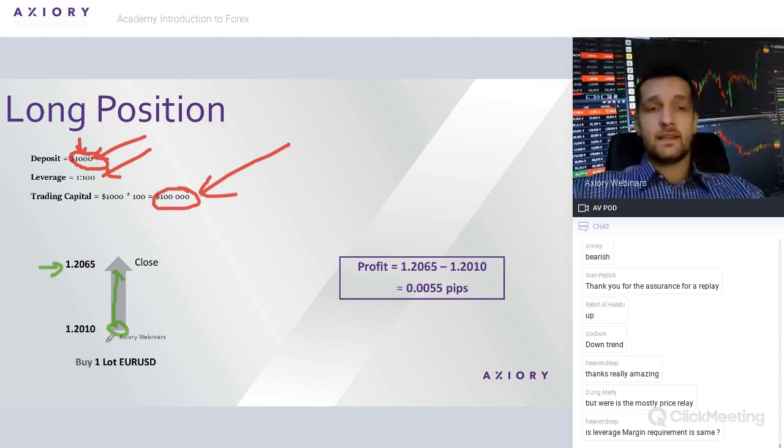That you made in this trade. So you made 55 pips. 120.65 minus 120.10, 65 minus 10, this is 55 pips. With this trade, you made 55 pips. What does it mean? I will show you later.